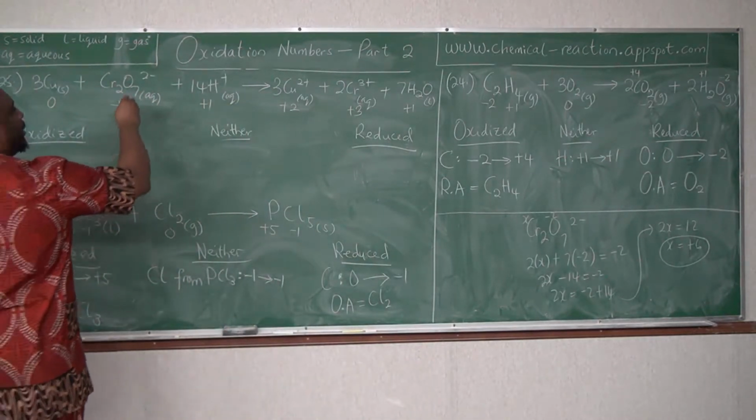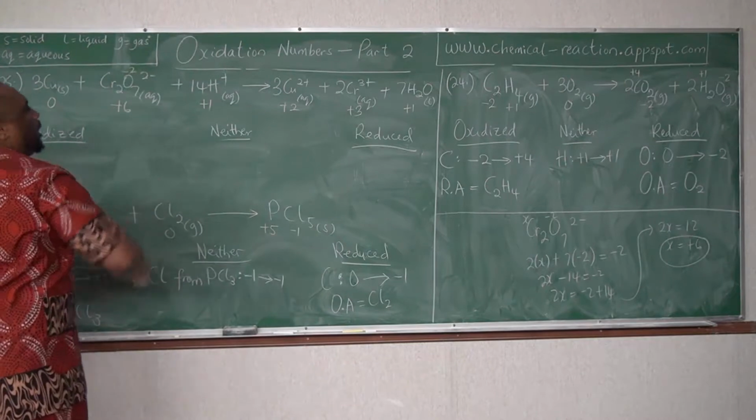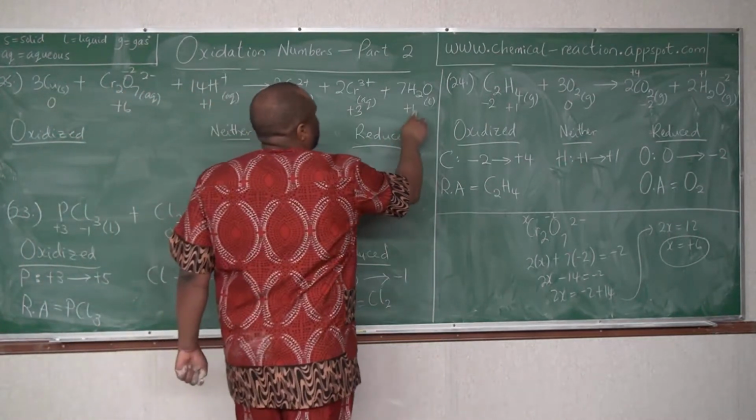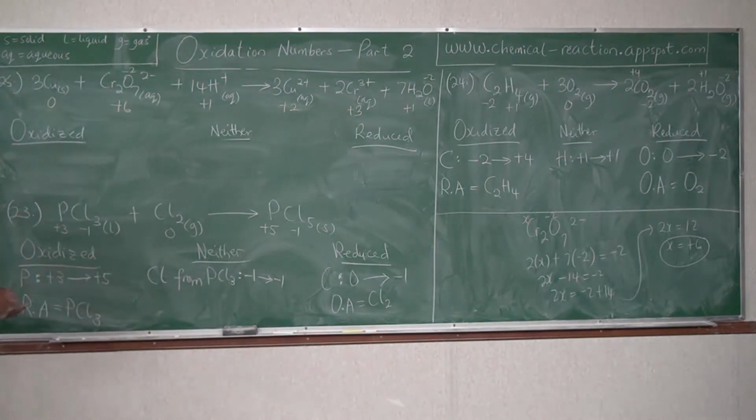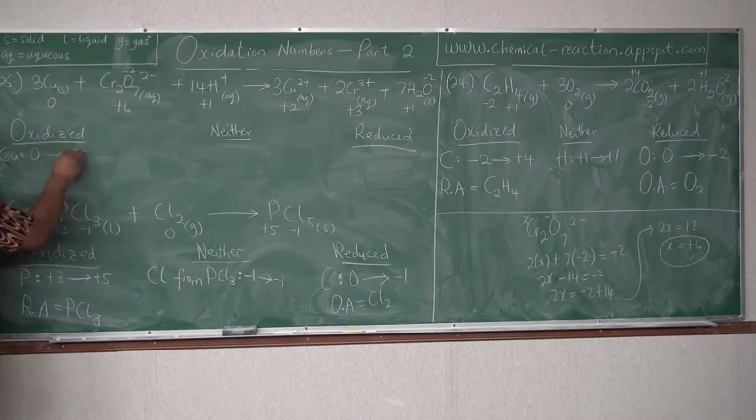Oxygen here is -2, and oxygen in water is -2. So who was oxidized? That is from 0 to +2. Copper was oxidized because it went from 0 to +2. What is the reducing agent? The reducing agent is the copper.